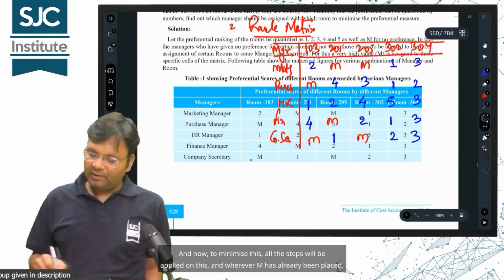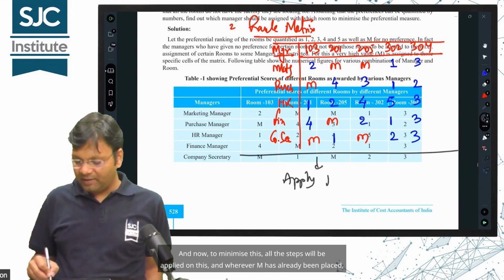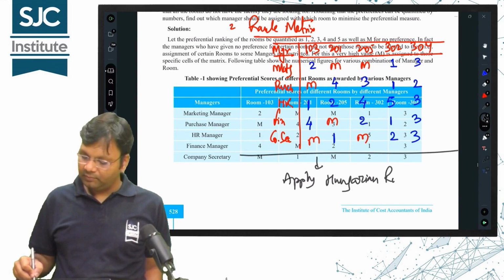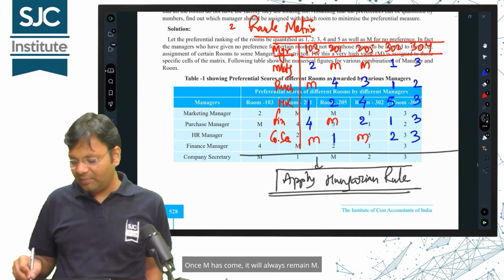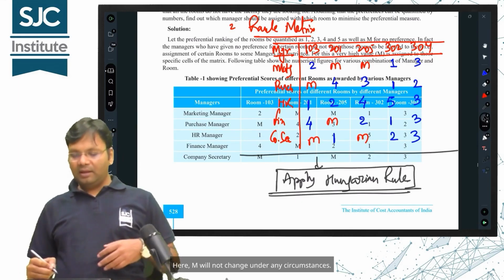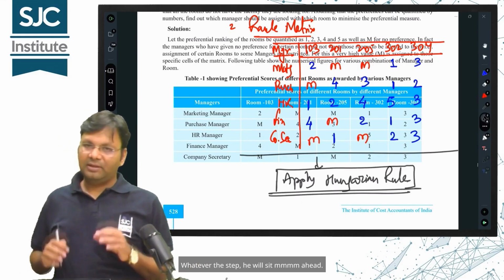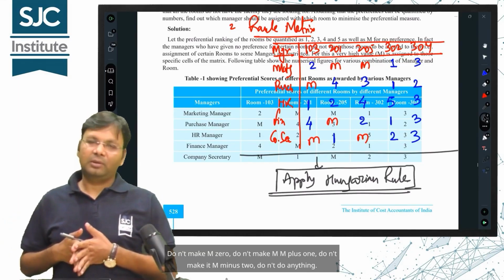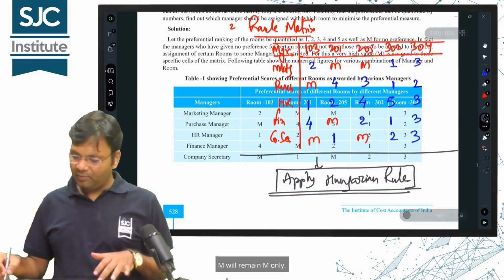Now, to minimize this, all the steps will be applied on this, and wherever M has already been placed, once M, always M. Once M has come, it will always remain M. Here, M will not change under any circumstances. Whatever the step, it stays M. Don't make M 0, don't make it M plus 1, don't make it M minus 2, don't do anything. M will remain M only.